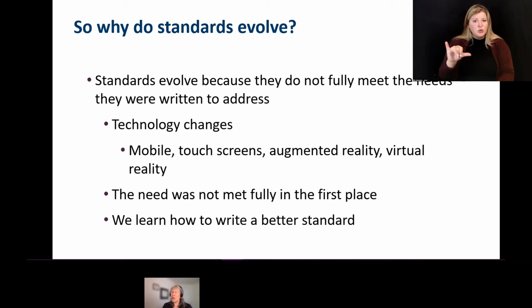The need also may not have been met fully in the first place, and I will talk about the cognitive space. WCAG 2 addressed in many ways, many of the standards address cognitive accessibility, but they don't fully address that need. And so additional standards, additional guidance are needed to be able to address that. And the other reason they change is we learn how to write a better standard. And I will talk a little bit about that with regards to WCAG 3.0.